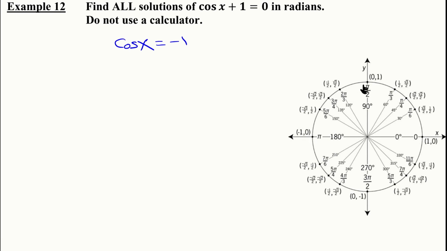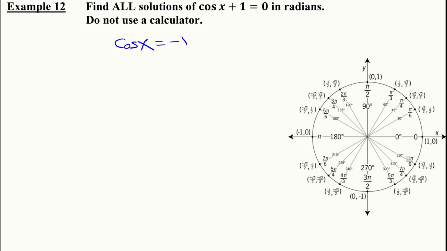Or I can go the other way around, right? And basically I can do any number of full circles around in either direction, in the positive direction or in the negative direction, and they're all going to have the same cosine, -1. So the way that we express that is this.